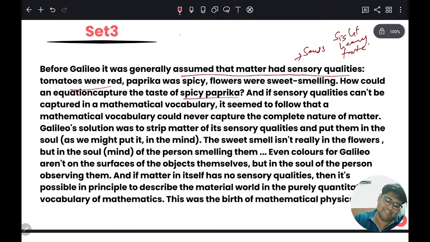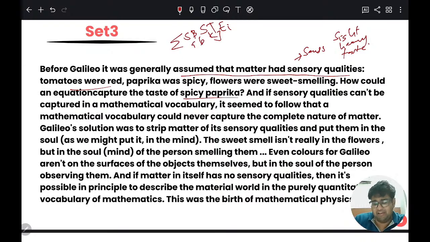How could an equation capture the taste of spicy paprika? I'm going to write sigma, size, burning rate, sensation rate, taste buds, command efficiency. I put I here, J here, K here, and sigma denotes k. I put b here, I put a here. Now I form an equation using calculus or some sort of mathematical operation. How is this going to work? This is all mutually exclusive for everybody. The taste is really different, right?